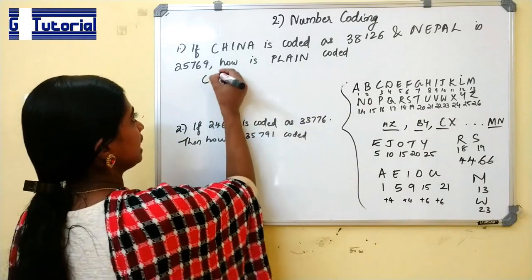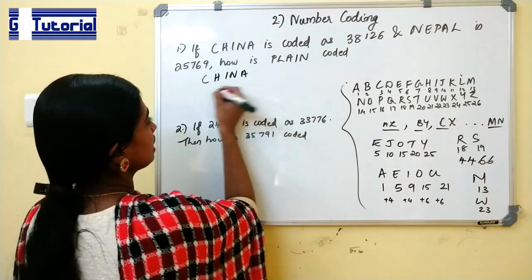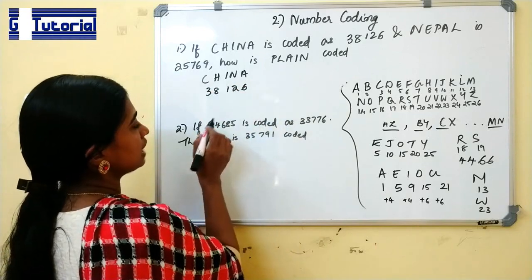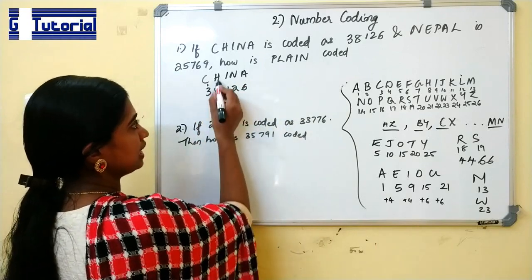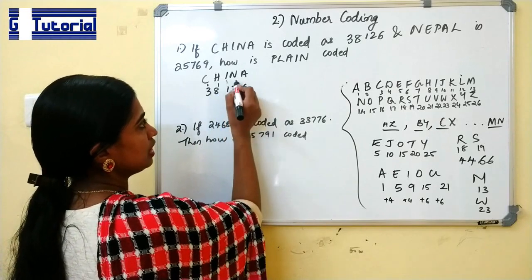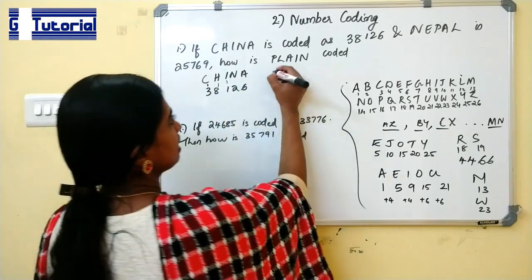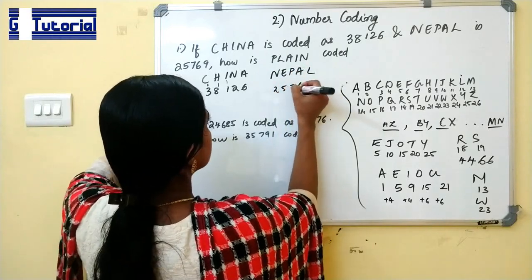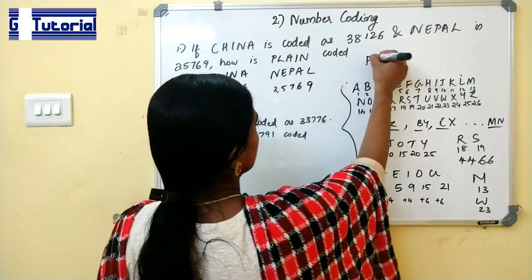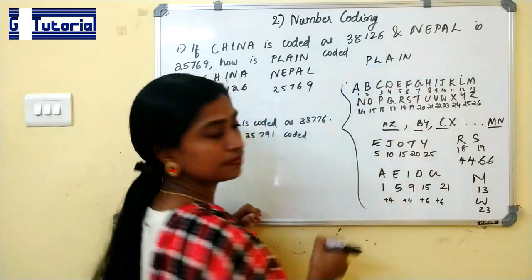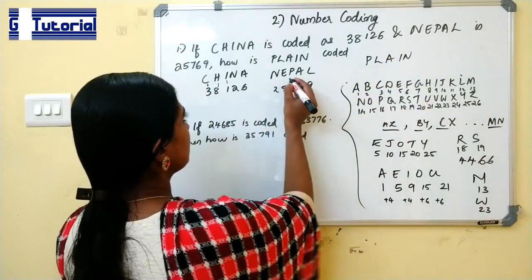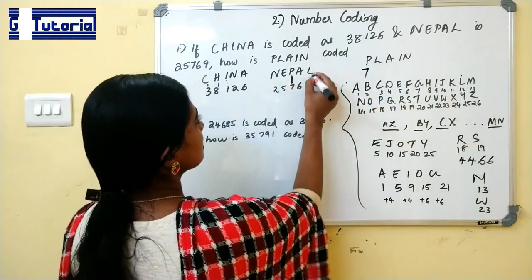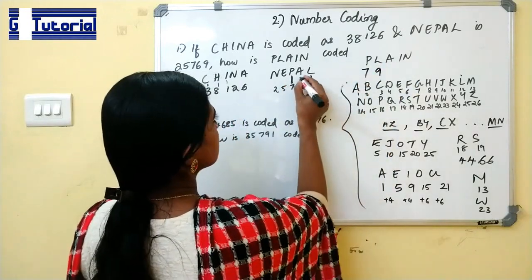That is, China. 38126 is the code for China. So, C is coded as 3, H is coded as 8, I is coded as 1, N is 2 and A is 6. Similarly, Nepal is coded as 25769. So, we are asked to find the code for PLAIN. P, the code for P is present here. So, P is 7, L is 9, A is 6.